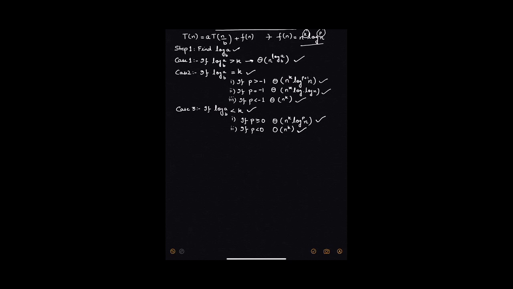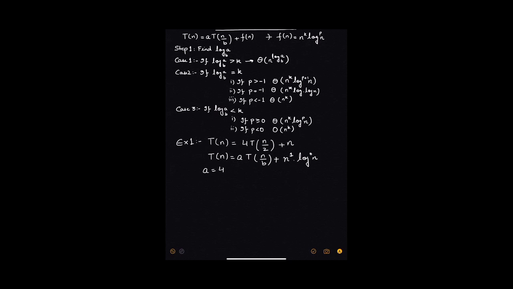Let us check out our first example. This recurrence relation, if I write it to some standard form, this becomes T(n) = 4T(n/2) + n^1 log^0 n. So over here, the value of a is 4, the value of b is 2, the value of k is 1, and the value of p is 0.